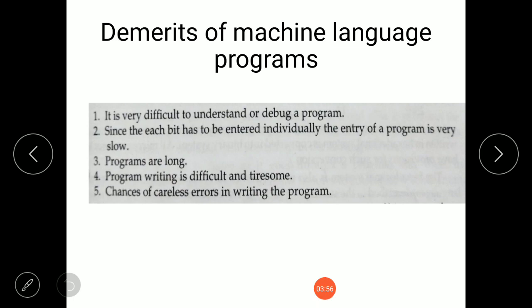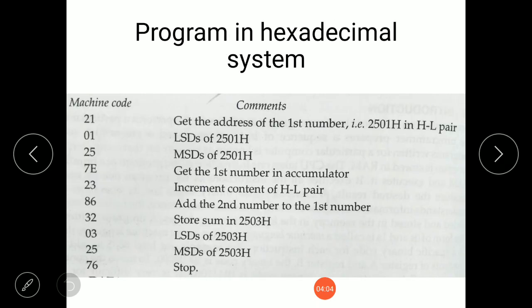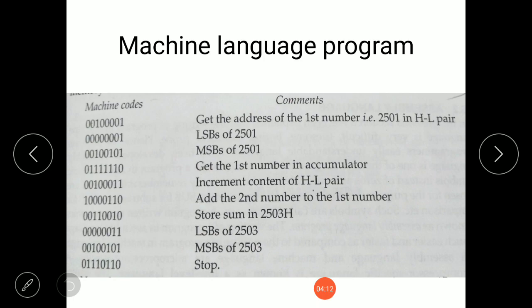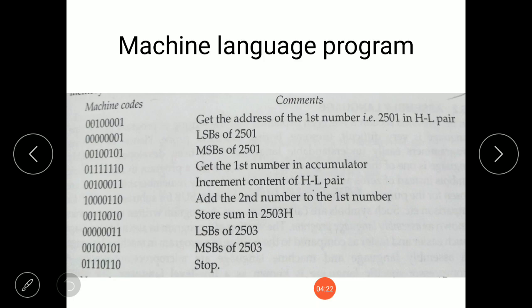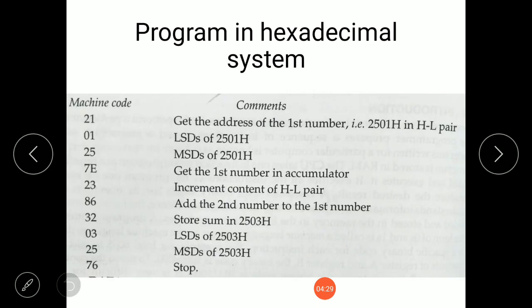So in order to facilitate the programmer, machine codes can be written in the hexadecimal system. In the previous slides, both the programs are the same. Both the programs are for addition of two numbers placed in two memory locations. The first program is a machine language program in the binary system, and the second program is in the hexadecimal system.